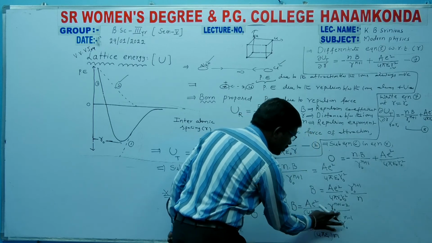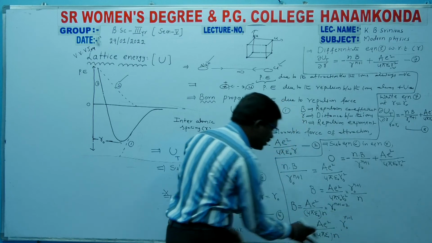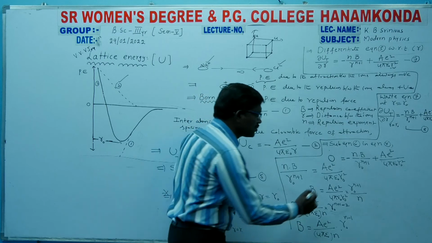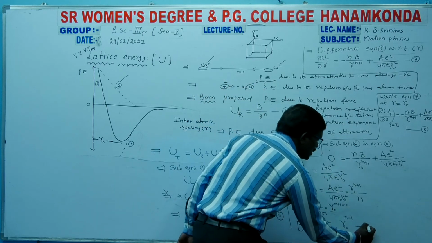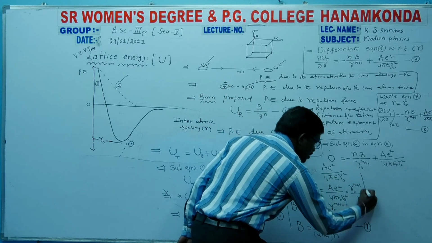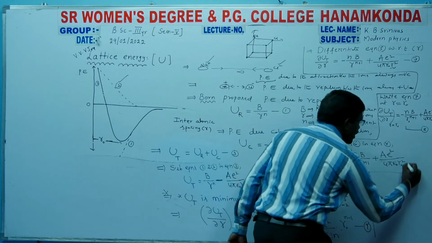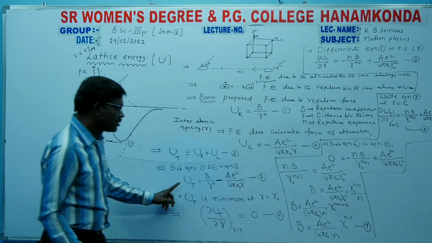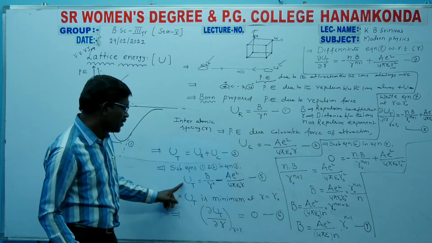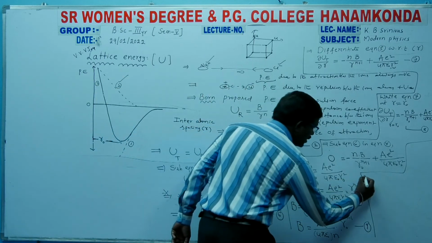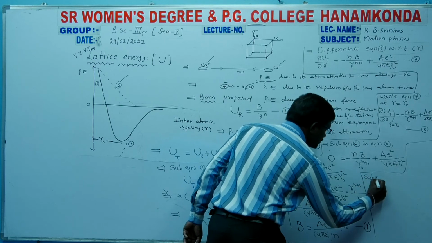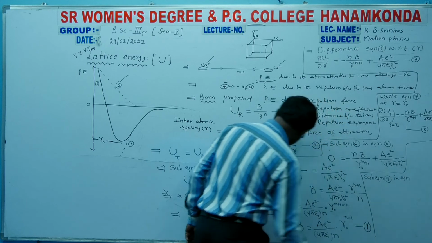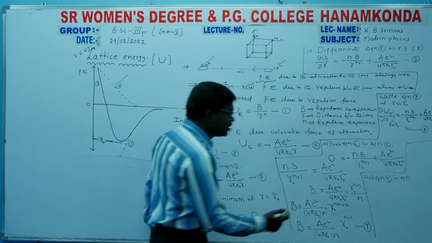I am not substituting b value here. I have calculated b value here as r naught to the power of n minus 1. Substitute b value. Let this be equation number 9. Substitute b value in our main expression. What is our main expression? This one. That is equation 5. Simply I am substituting equation number 9 in equation 5.